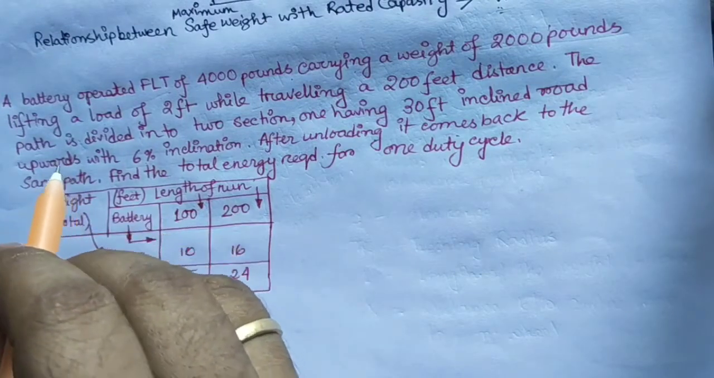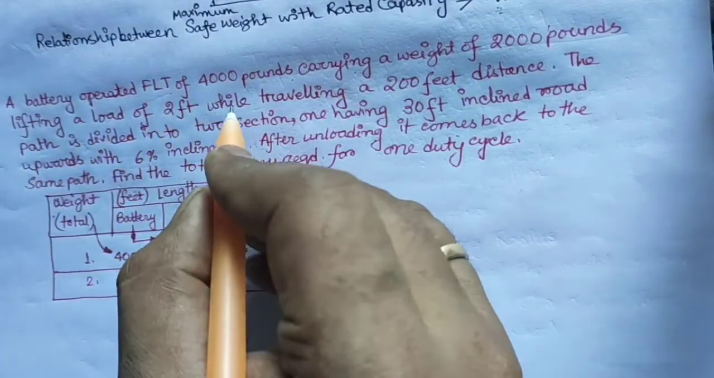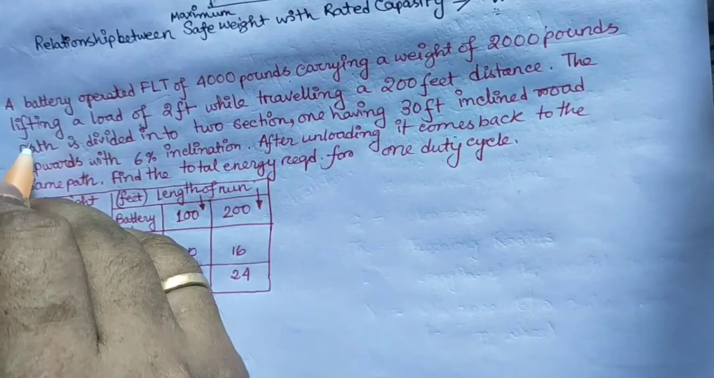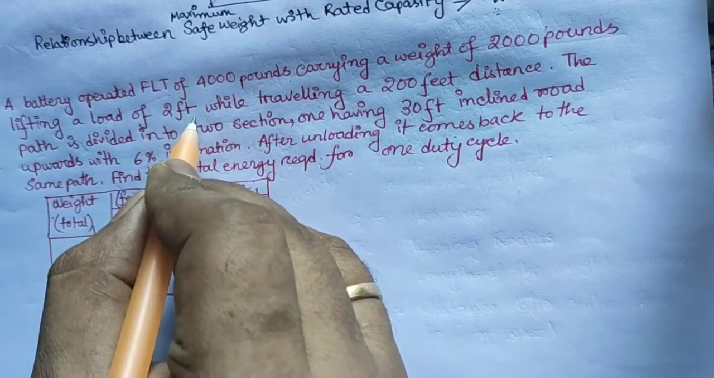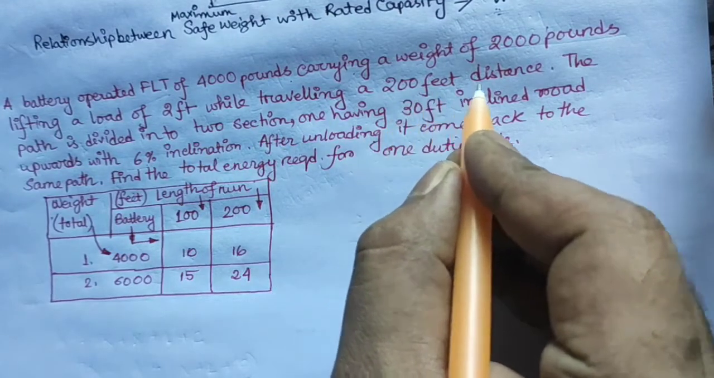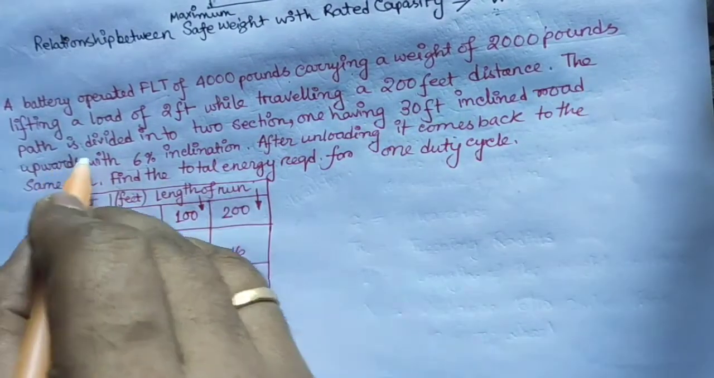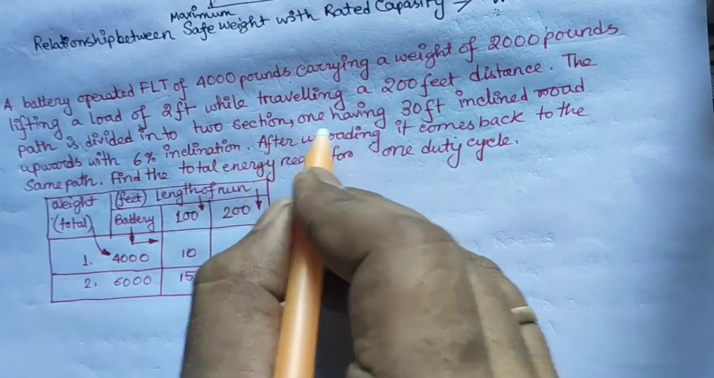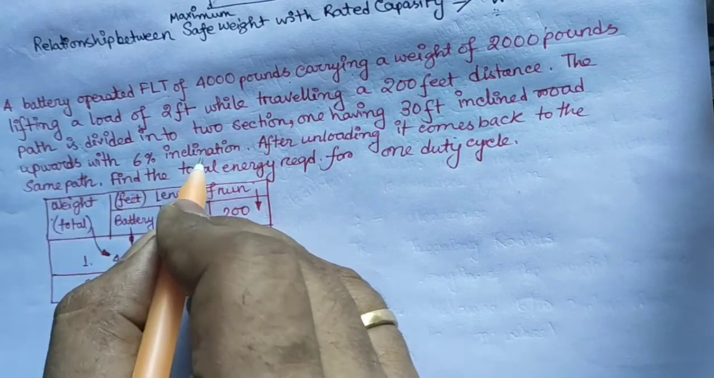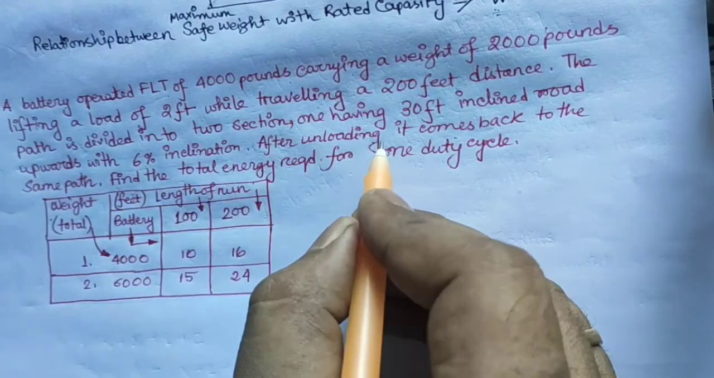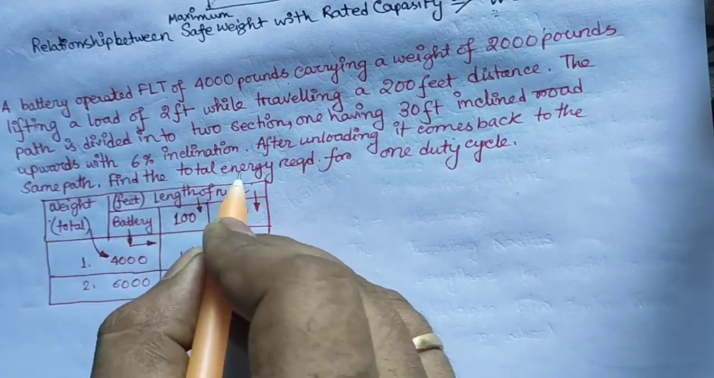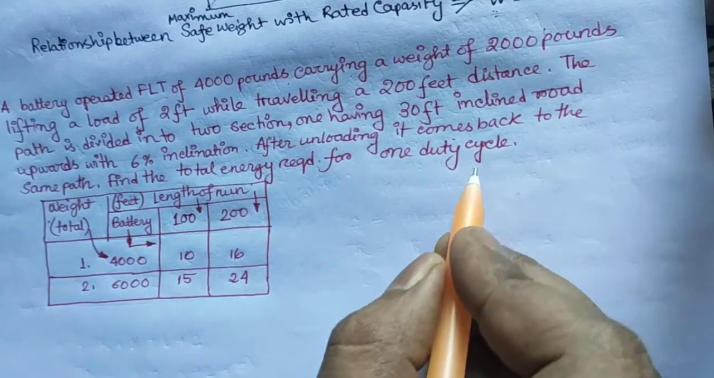Now coming to the next problem. A battery operated FLT of 4000 pound carrying a weight of 2000 pound, lifting the load 2 feet while traveling a 200 feet distance. The path is divided into two sections, one having a 30 feet inclined road upwards with 6% inclination. After unloading, it comes back on the same path. Find the total energy required for one duty cycle.